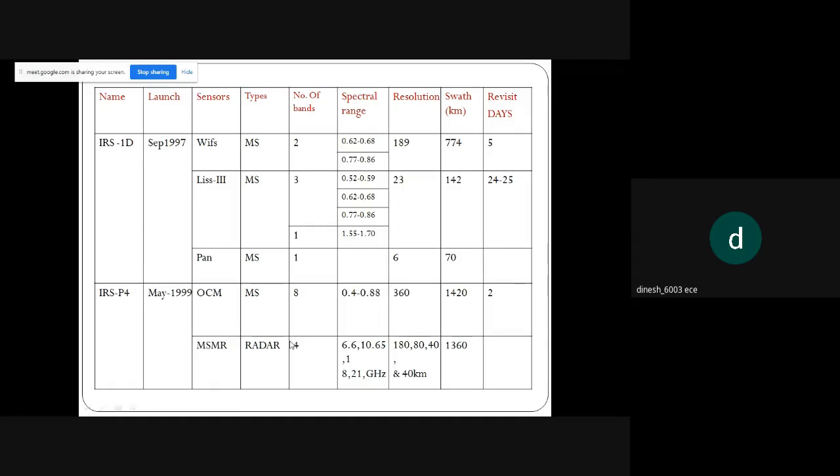Then they used radar type MSMR, microwave radiometer, in these 4 bands: 6.6, 10.65, 18, 21 gigahertz, each operating at a resolution of 180, 80, 40, and 40 kilometers, with a swath of 1360 kilometers.